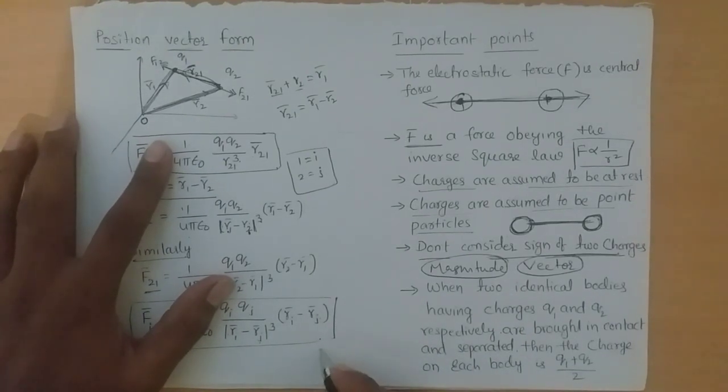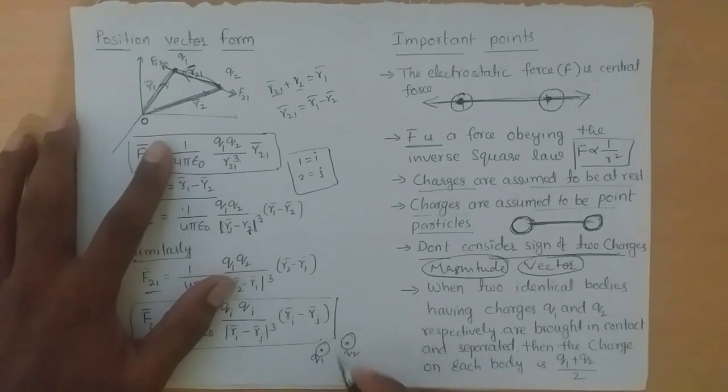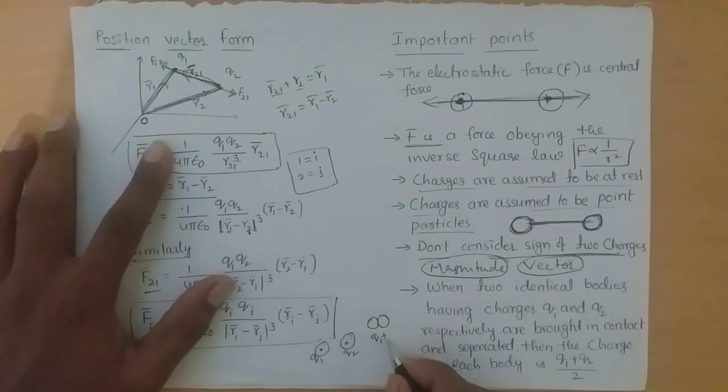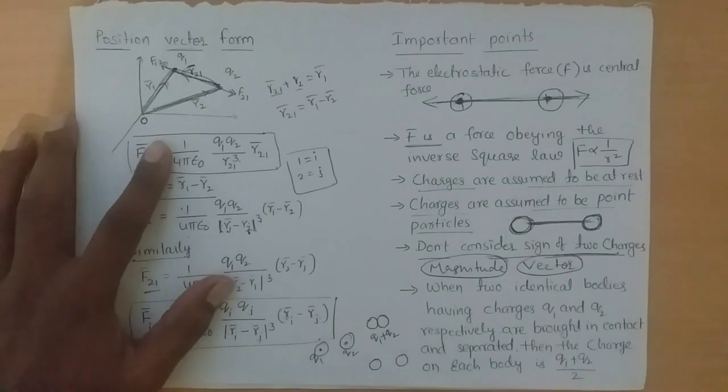That means here there are two charges, this is q1 and this one is q2. Now keep these two charges in contact, then the charge will be shared and the net charge is q1 plus q2. The net charge on this system is q1 plus q2. Yesterday we already discussed this. Now we are separating them. If we separate these two, then what will happen?